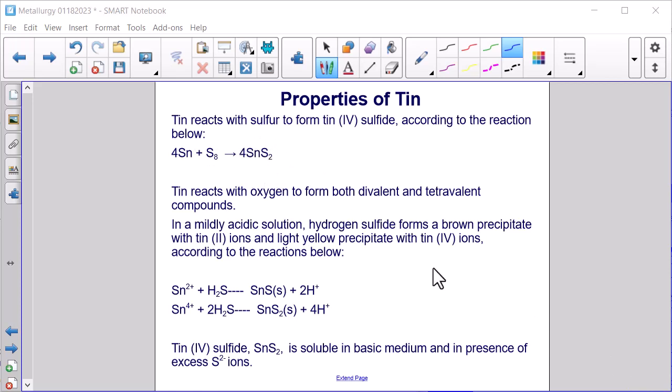Tin reacts with oxygen to form both divalent and tetravalent compounds. In a mildly acidic solution, hydrogen sulfide forms a brown precipitate with tin-2 ions and light yellow precipitate with tin-4 ions, shown by these two reactions. Tin-4 sulfide, SnS2, is soluble in basic medium and in the presence of excess sulfide ions.